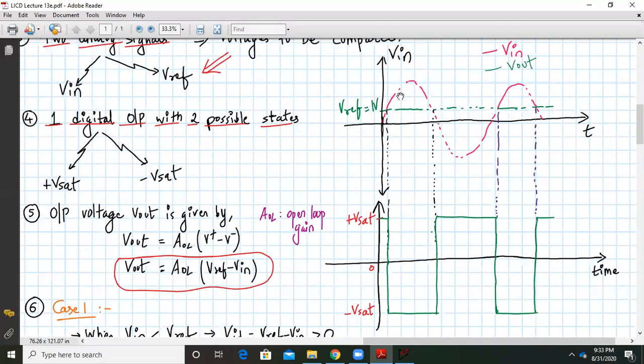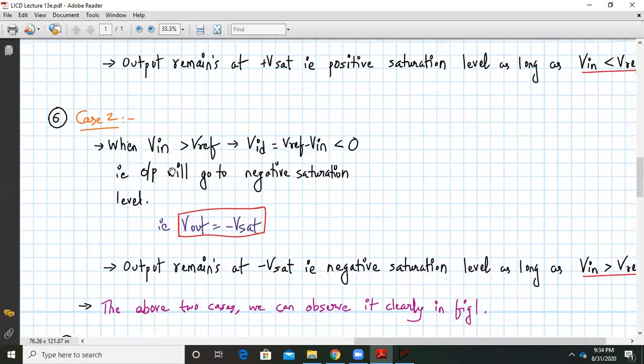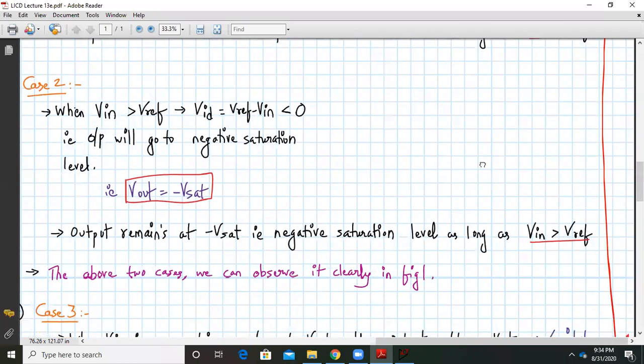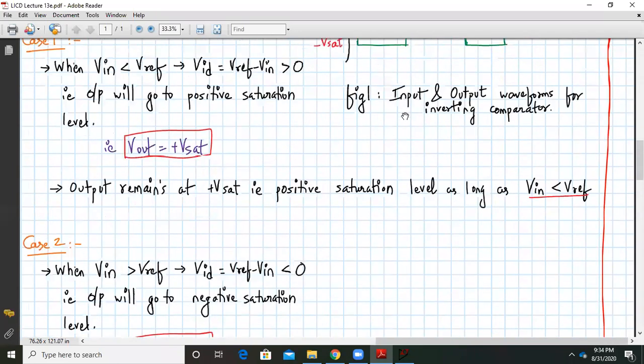Now the other case, when V in is greater than V reference. That means this term will be negative and the output will go to the negative saturation level. That's what we are observing here. Whenever V in is greater than V reference, my output is at negative saturation. So that's what we have written in case number 2. Whenever V in is greater than V reference, VID is less than 0, and the output goes to the negative saturation level. It will remain there as long as V in is greater than V reference.